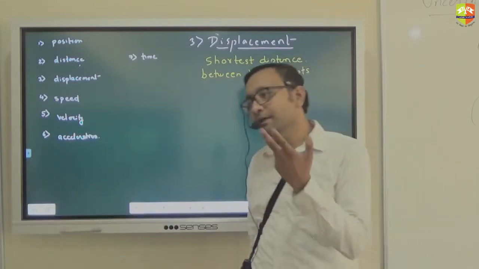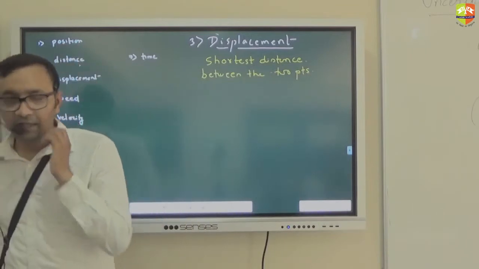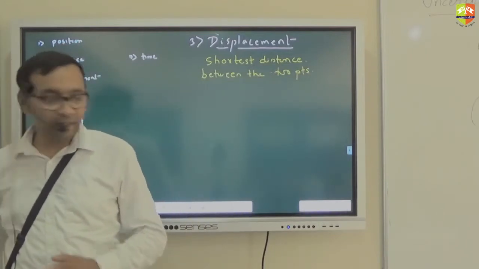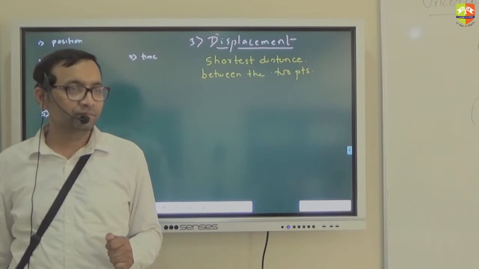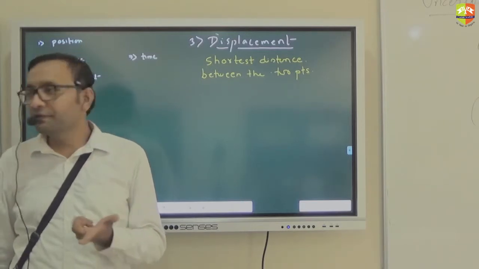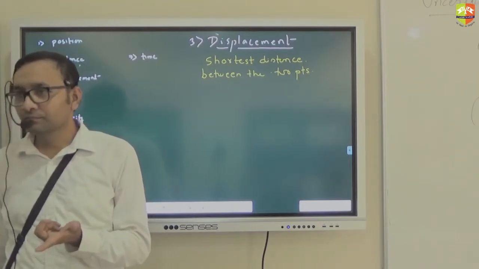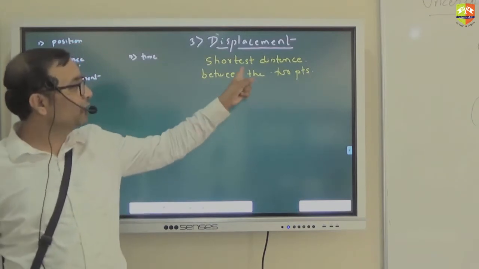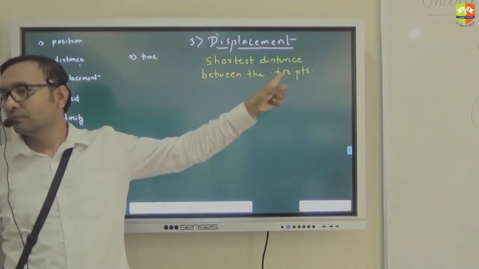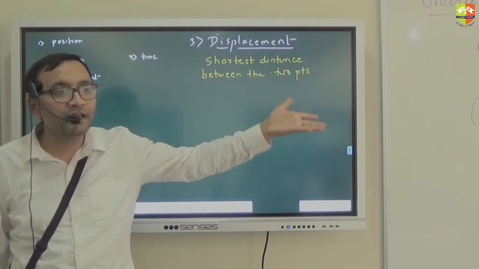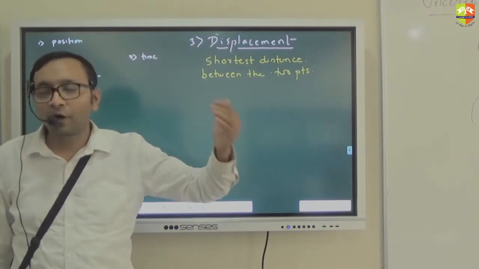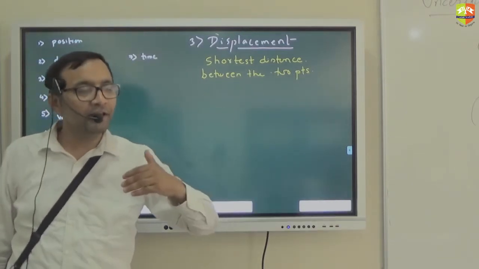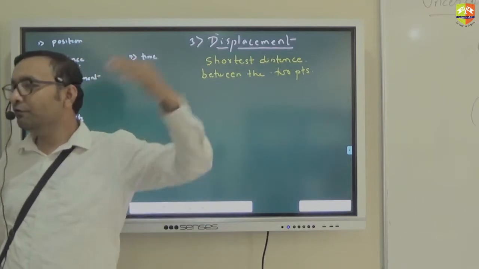If I tell you displacement is 2 meters, it could be right hand side, could be left hand side, both ways. Yes or no? So it is a vector quantity, okay? But when you say this, you are talking about magnitude. What about direction of the displacement? Which direction? From initial to final point, the vector is from initial point to the final point.